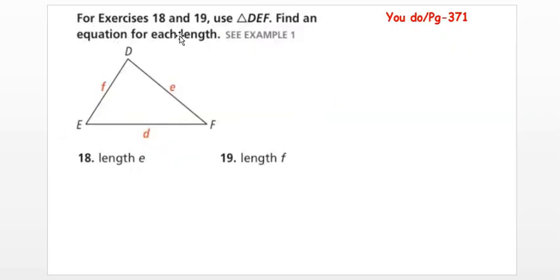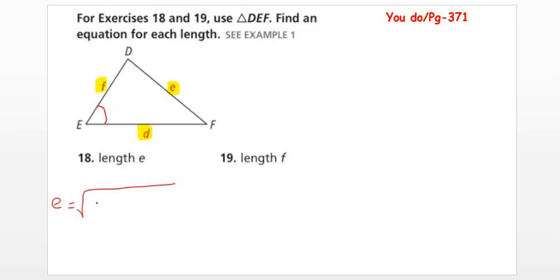Okay, let's solve now some questions from the lesson. Here they are saying for exercise 18 and 19, use triangle DEF, find an equation for each length. So here they want us to find the length E. Because all the three sides are given, that means I can use the law of cosines, and this is the angle that is opposite to this E. So how can you write the equation to find length E? E will be equal to, it means they actually want you to write the formula. Clear? So it's going to be what? The two sides in which this angle is included are f and d.